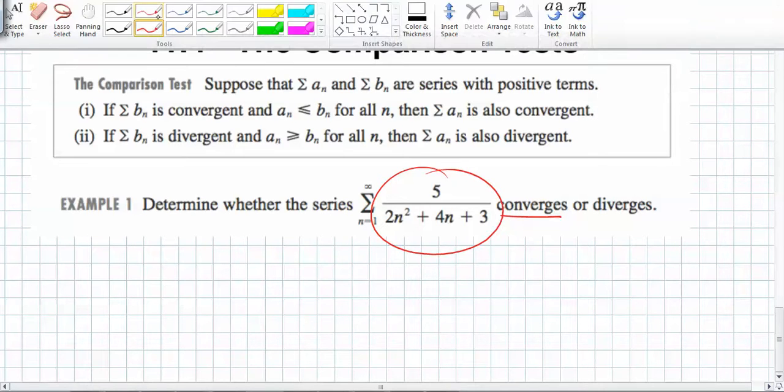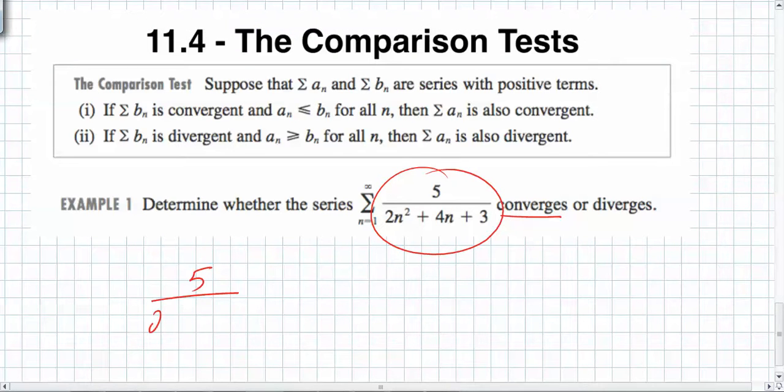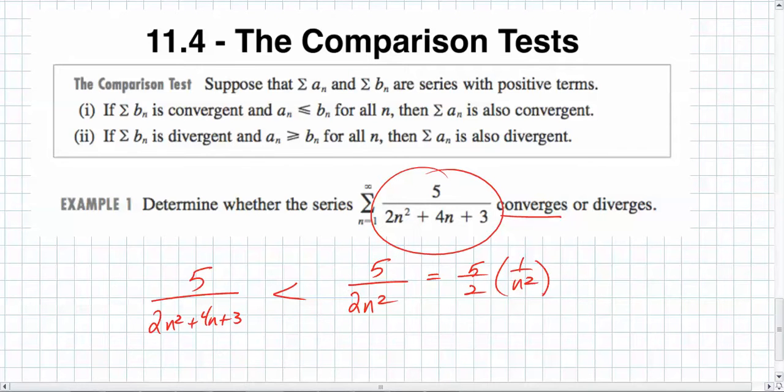You know, for example, that 5 over 2n squared plus 4n plus 3, and remember n is going from 1 to infinity here, has to be less than 5 over what? 2n squared. Just stop there first. Is that correct? Yes. Why is that correct? Because the 4n plus 3 is positive and it's making the denominator bigger, correct? And what is this equal to? 5 over 2 times 1 over n squared. I just want to leave it like that. This is clearly true, right? Do you agree with that right there?